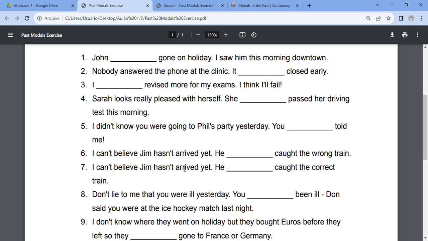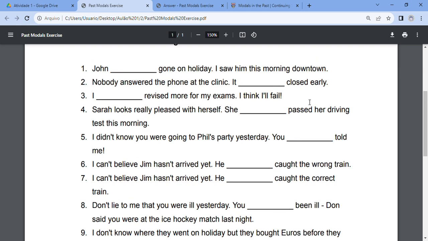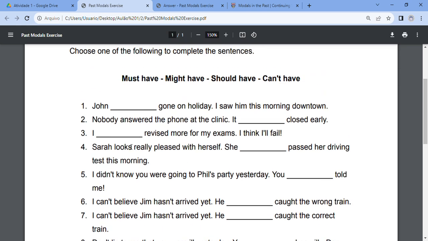Sarah looks really pleased with herself. She passed her driving test this morning. So there is a big probability that she is happy because she passed her driving test. So you need to use the must have, because it's a bigger probability than the might, that's just a possibility. Sarah looks really pleased with herself. She must have passed her driving test this morning. So must have.